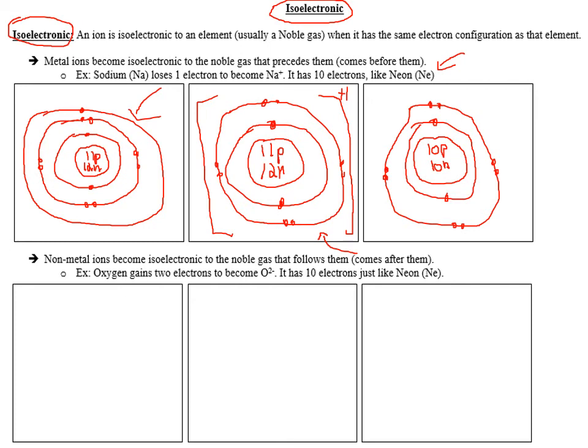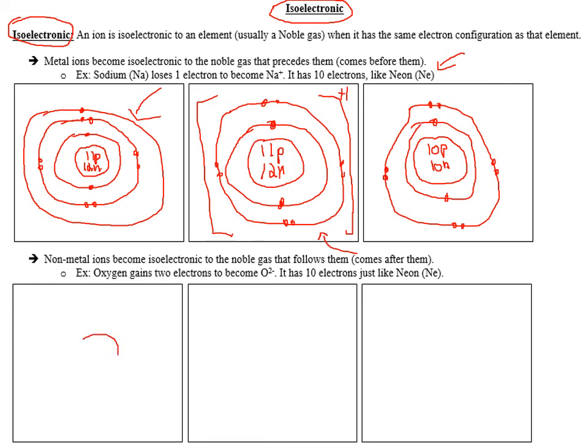Oxygen, on the other hand, gains 2 electrons. So non-metals gain electrons and become like the noble gas that comes after them, that follows them. Oxygen has atomic number 8, neon has atomic number 10. So the noble gas that comes after oxygen is neon. Oxygen is going to become kind of like neon when it becomes an ion.